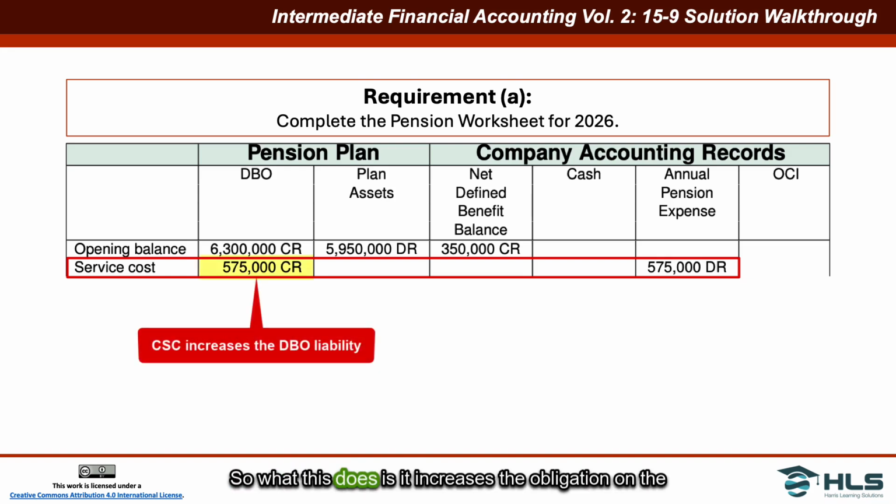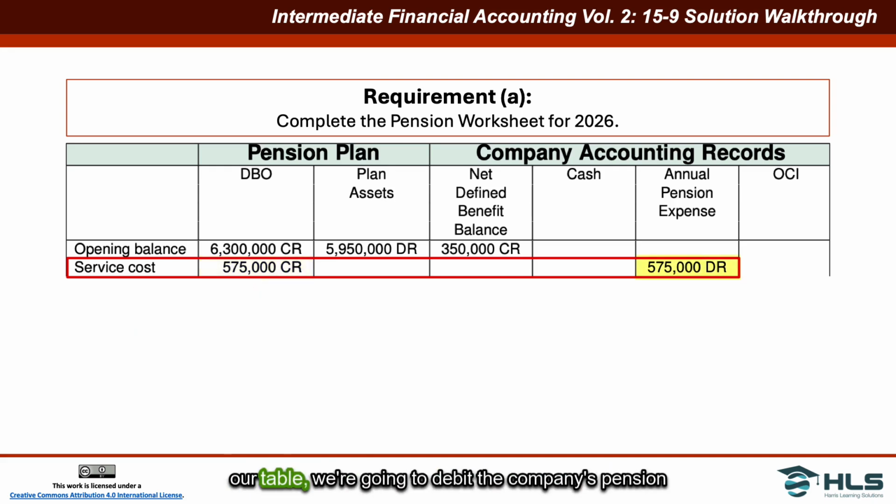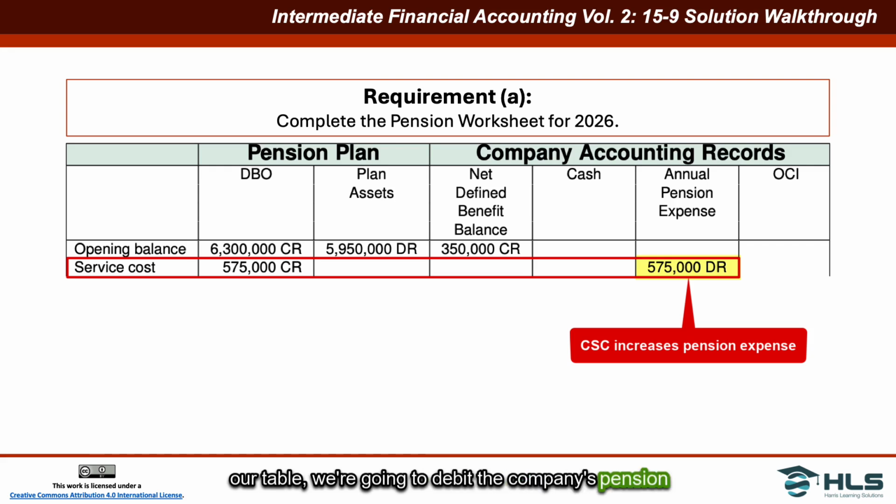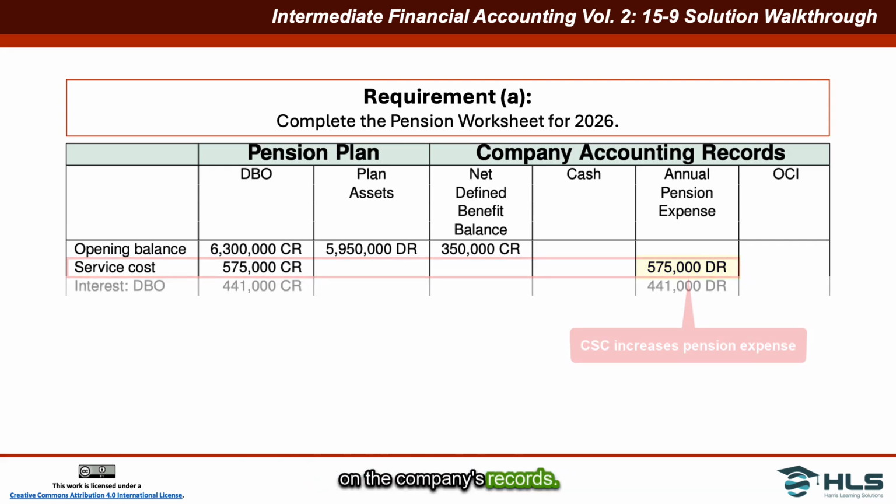So what this does is it increases the obligation on the trustee's pension plan accounts by that amount. So we will add $575,000 credit to the DBO balance on the pension plan. And to balance the row in our table, we're going to debit the company's pension expense for $575,000. Essentially, the current service costs make up part of the total annual pension expense on the company's records.